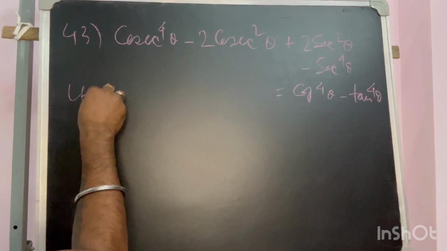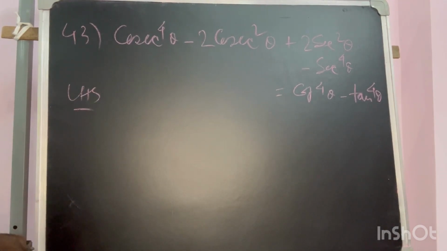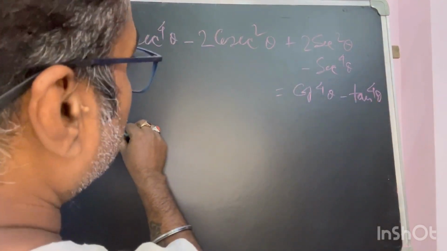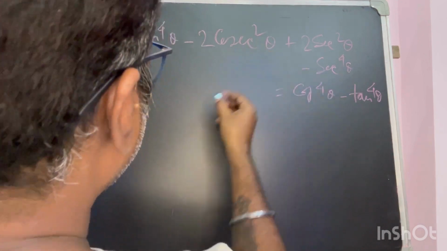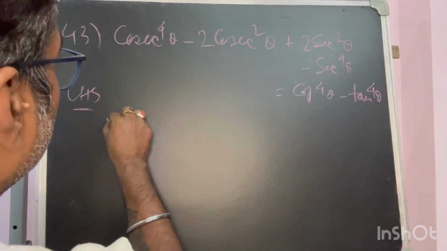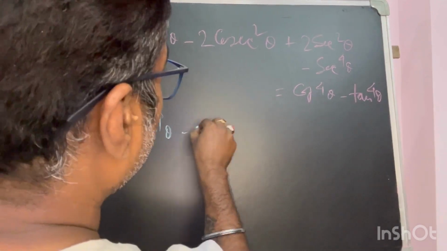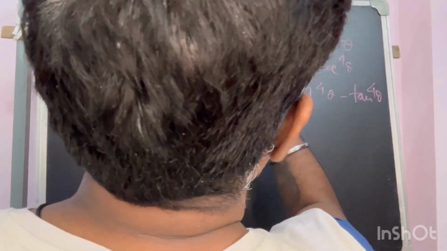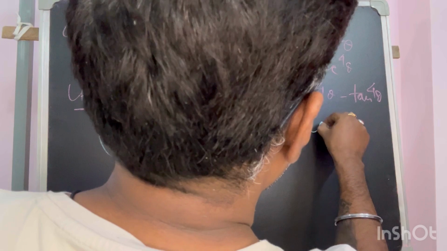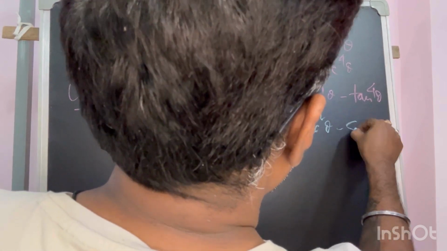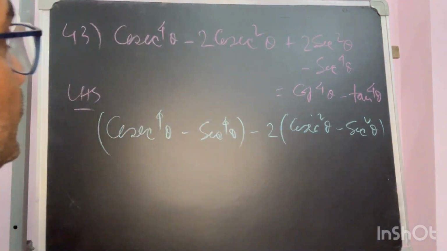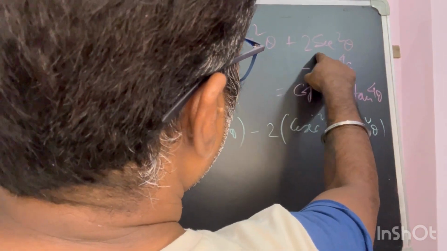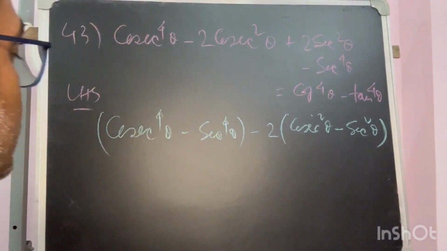Let me start from the left hand side. Okay, so of these four terms I will bring cosec to the power 4 theta minus sec to the power 4 theta into one bracket, and the remaining two I am taking minus 2 common, cosec square theta minus sec square theta, in another bracket. I have taken minus 2 common, so that will turn into a positive, and the other, which is already positive, will turn into negative.